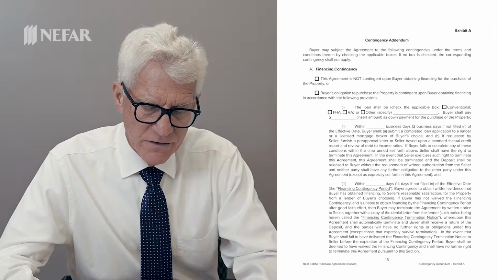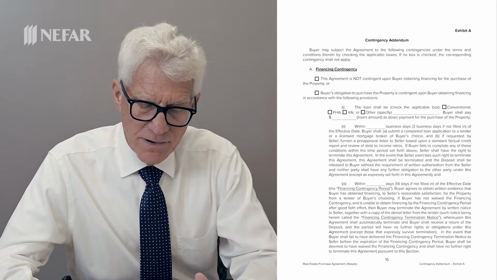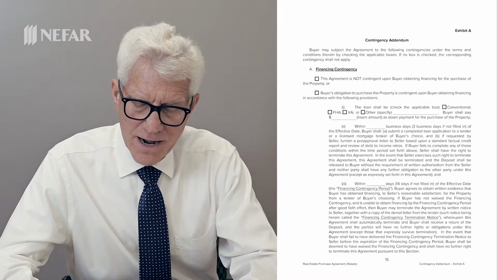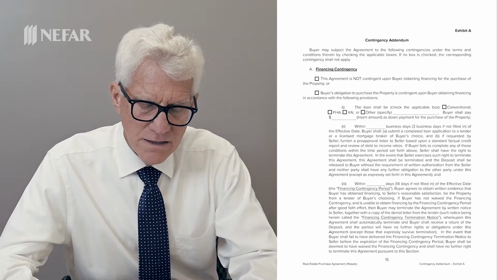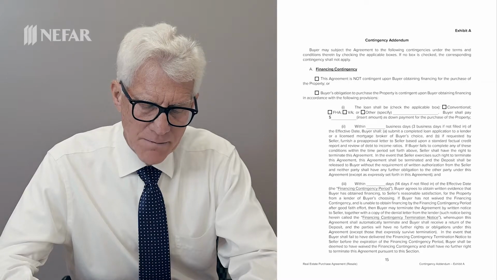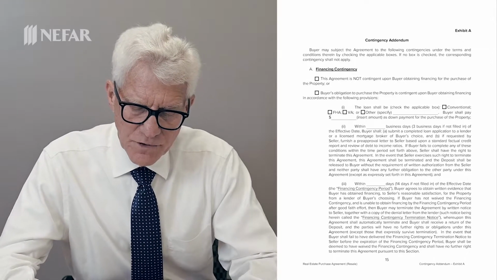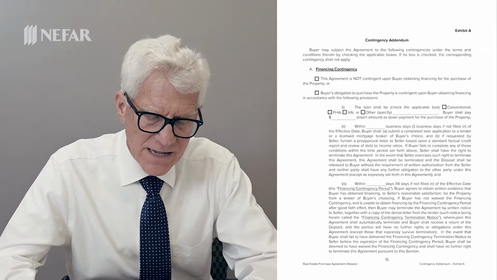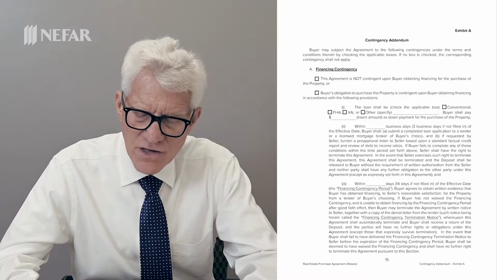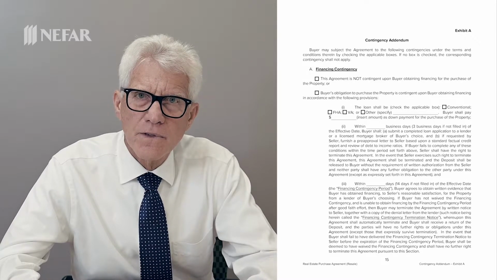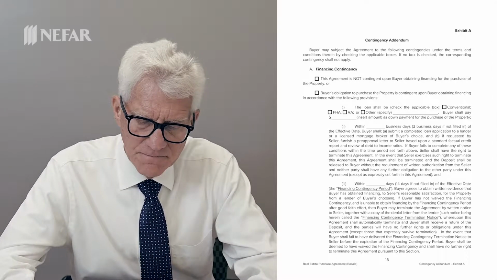The first part says financing contingency. There's a box: this agreement is not contingent on buyer obtaining financing, so there you would use it even for cash. Or B, most commonly, you would mark that box, buyer's obligation to purchase the property is contingent on buyer obtaining financing in accordance with the following provisions. And then there's a box for VA, FHA, conventional, other. The other would be USDA, in my opinion.